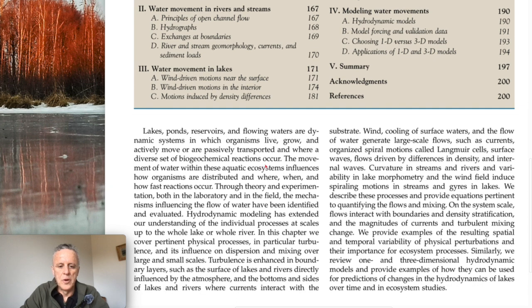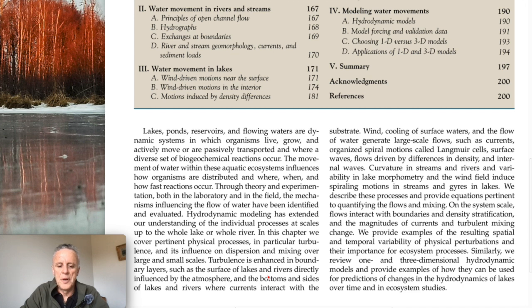Lakes, ponds, reservoirs, and flowing waters are dynamic systems in which organisms live, grow, and actively move or are passively transported, and where a diverse set of biogeochemical reactions occur. The movement of water within these aquatic ecosystems influences how organisms are distributed and where, when, and how fast reactions occur. Through theory and experimentation, both in the laboratory and in the field, the mechanisms influencing the flow of water have been identified and evaluated. Hydrodynamic modeling has extended our understanding of the individual processes at scales up to the whole lake or whole river.